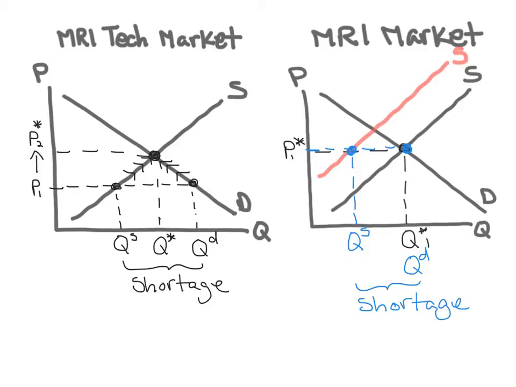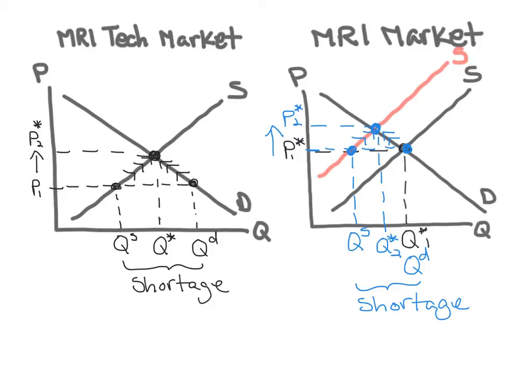Okay, the impact of a shortage, again, is to put upward pressure on prices. And as that price of an MRI increases, we're going to see an increase in the supply of MRIs and a simultaneous decrease in the demand for MRIs. And the price will keep increasing in this manner until the discrepancy is resolved. Okay, so at P star 2, quantity supplied and quantity demanded will now be equal, and we'll be at our new equilibrium.